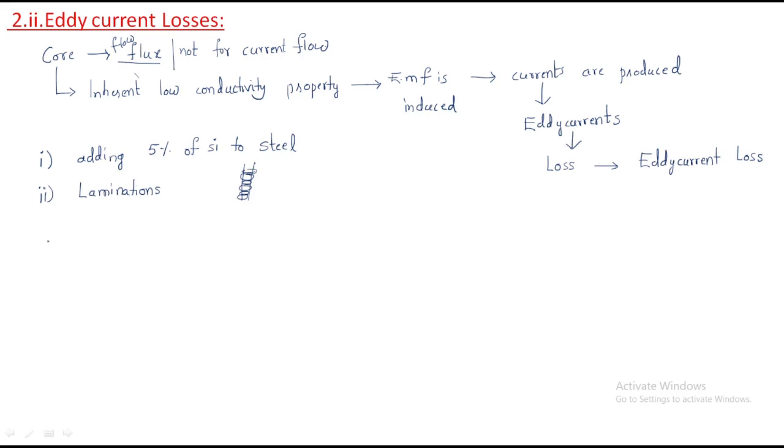We have a formula in order to understand this. The eddy current loss is represented by WE. The formula of the eddy current loss is K into B max square, F square, T square.